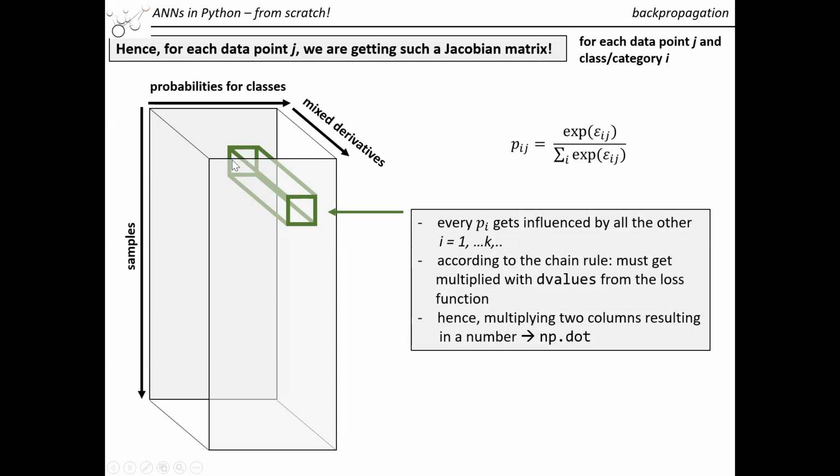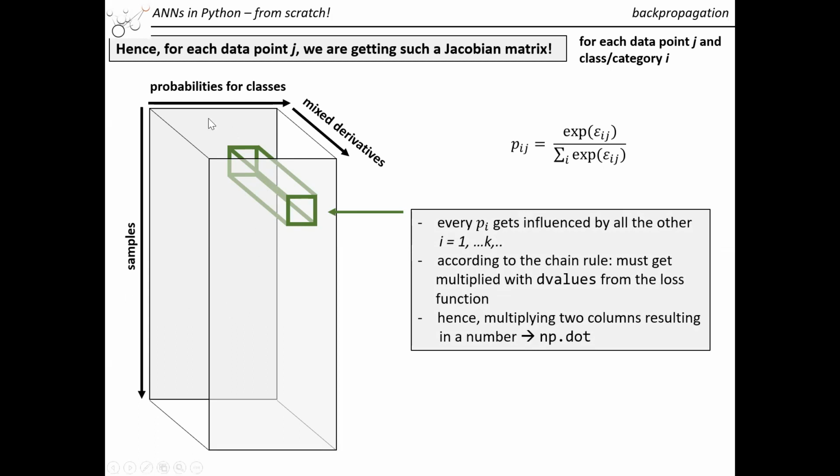But since we calculate the mixed derivatives, all the other probabilities have an influence on this particular probability. And it perfectly makes sense because all these probabilities just sum up to 1. So if you change one probability for one class, it must have an impact on all the other probabilities, because the overall sum has to be 1. So it fully makes sense that we have this matrix with the mixed derivatives, just from the logic.